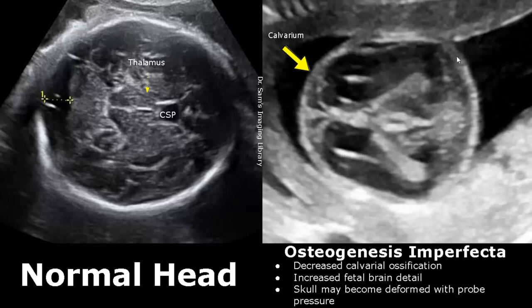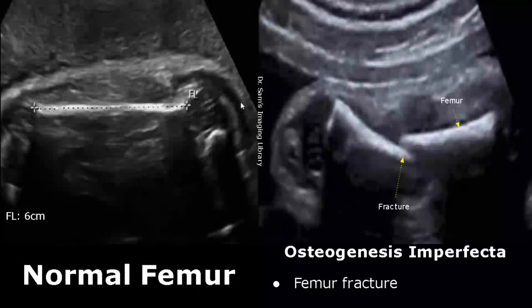But in this case, the skull bone is soft, which allows us to see more brain detail, and there is no shadowing. Also, the skull can become deformed with probe pressure. This disorder also causes fractures in long bones. We may find a fractured femur, which will look like this.